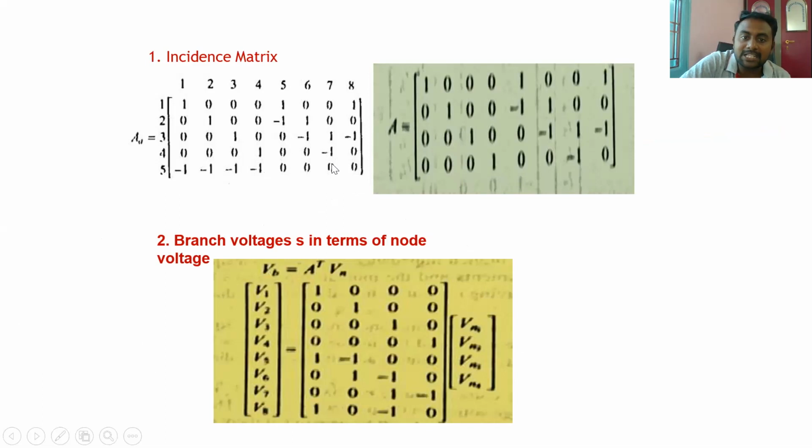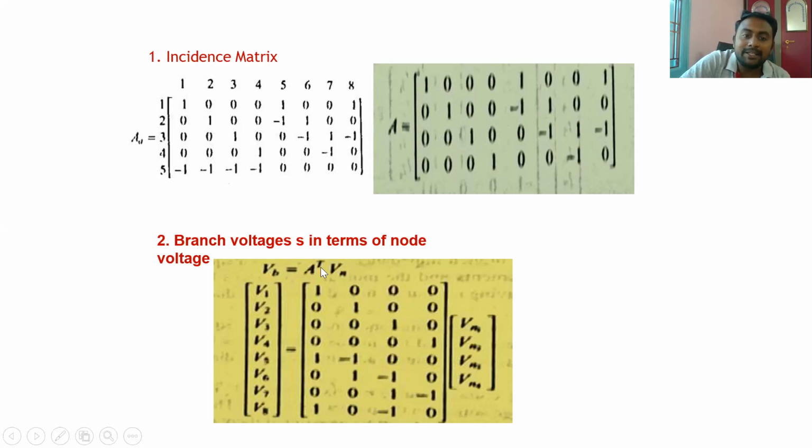So after removing the last branch, I will get the incident matrix A. As I said earlier, the relationship between the branch voltage in terms of the node voltage is given as VB equals A transpose into Vn. A transpose means we have to transpose the incident matrix, not the basic incident matrix. So we have to transpose the incident matrix A, that is this one.